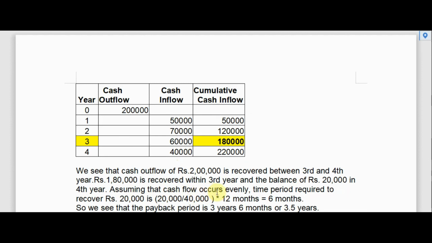Assuming that cash flow occurs evenly, the time period required to recover rupees 20,000 is 20,000 divided by 40,000 into 12 equals 6 months. That is, the payback period is 3 years plus 6 months, that is 3 years 6 months or 3.5 years. So this is how we calculate payback period for unequal cash flow.